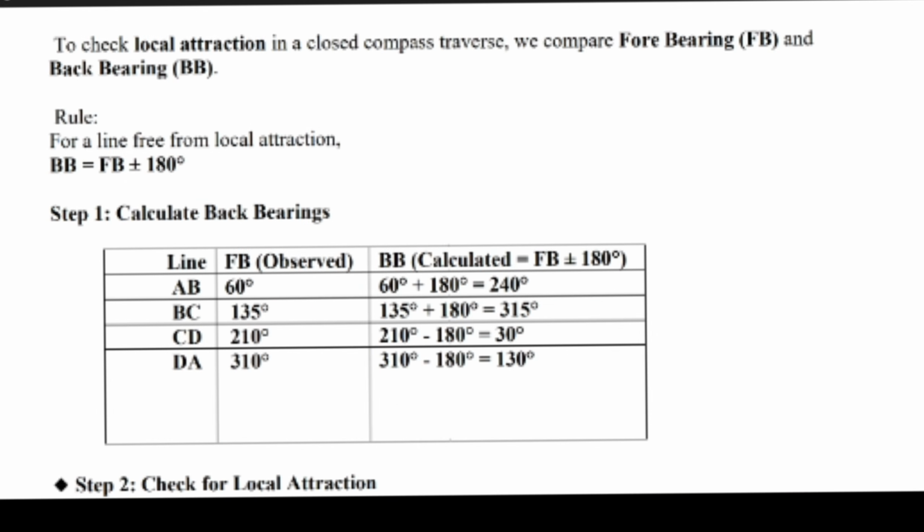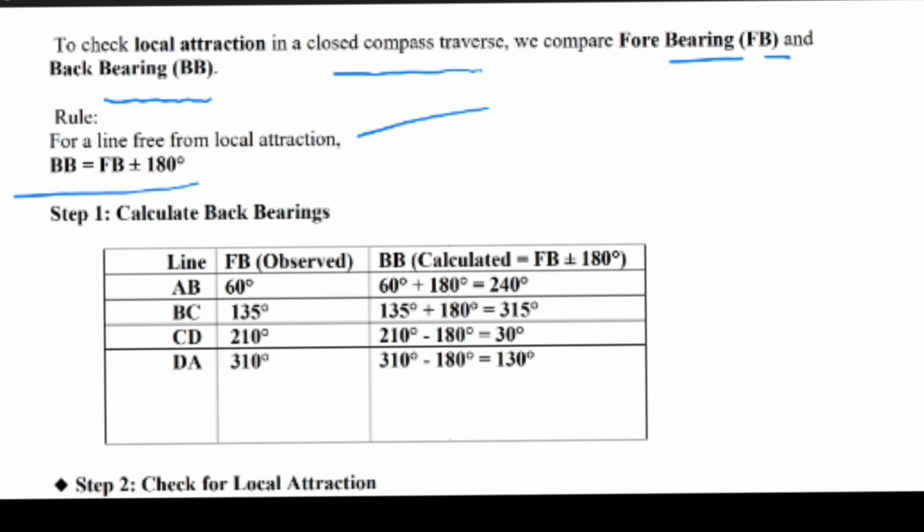We should know the local attraction in a closed traverse, the forebearing and back bearing. We have to check the forebearing and back bearing. We need to find out the local attraction. So we have a formula for calculating local attraction. The back bearing is equal to forebearing plus or minus 180 degree.